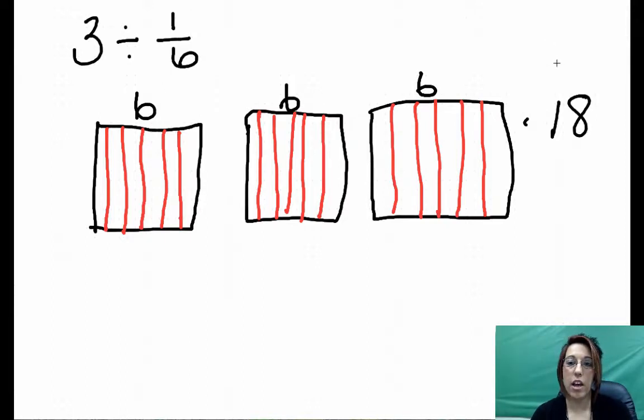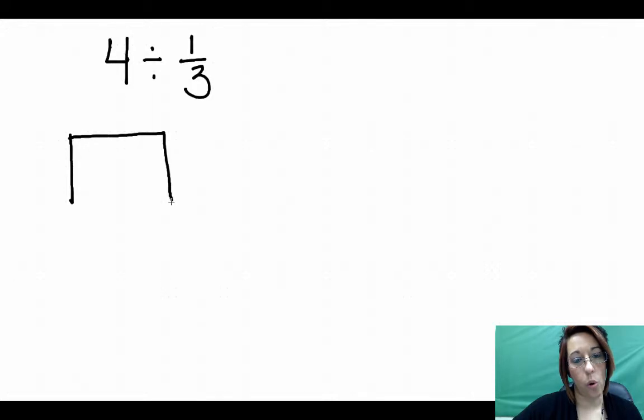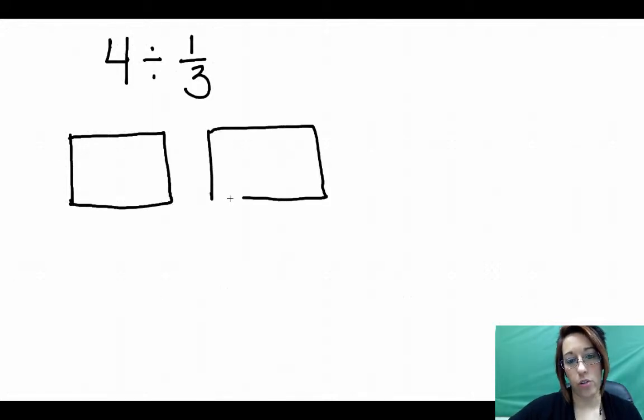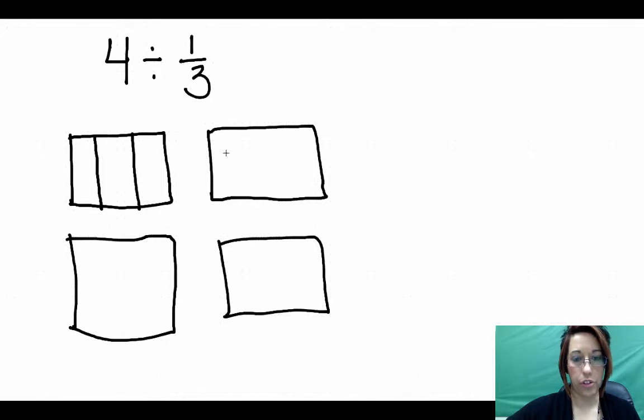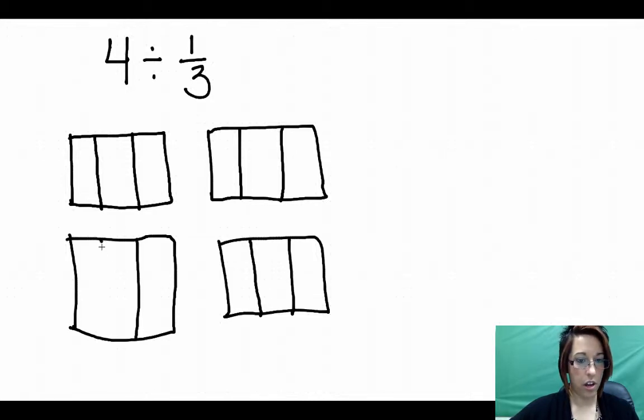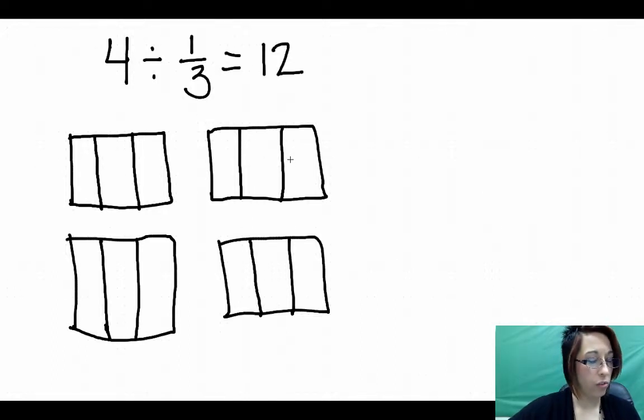Okay, so let's go ahead and try another practice problem together. Let's look at another example. Here we have 4 divided by 1/3. In order to make models to solve this problem, we would need 4 wholes. It doesn't matter if we use circles or rectangles, we just need 4. And we're going to divide each of those 4 into thirds. And then we count our sections, so 3, 6, 9, 12. That makes 4 divided by 1/3 the whole number 12.